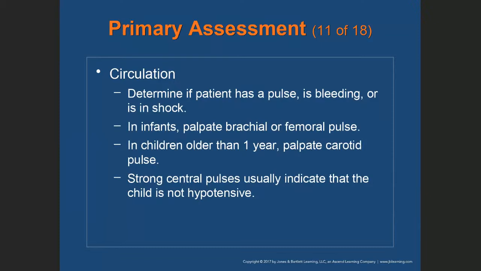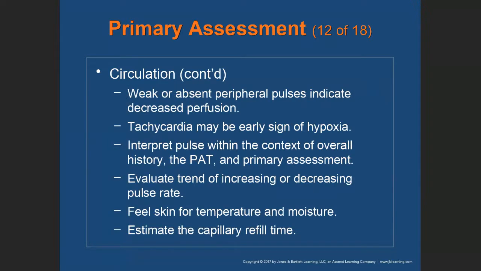Circulation. Determine if the patient has a pulse, is bleeding, or is in shock. In infants, palpate the brachial or femoral pulse. In children older than 1 year, palpate the carotid pulse if they are not communicating. Strong central pulses usually indicate that the child is not hypotensive. Weak or absent peripheral pulse indicate decreased perfusion. Tachycardia may be an early sign that their oxygen levels are low.